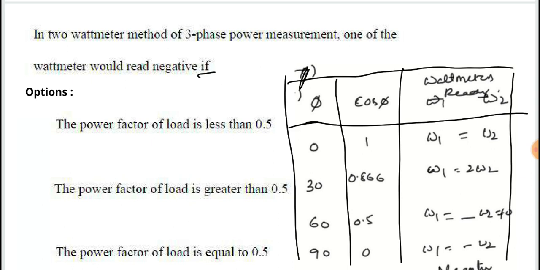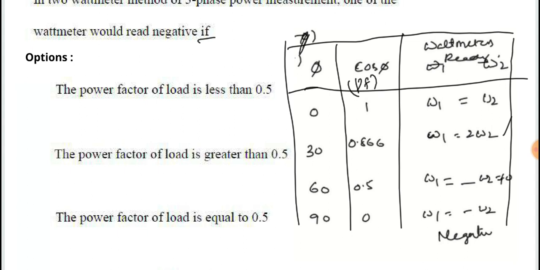Here, power factor angle 0 gives power factor 1, and the wattmeter readings are given here. When it is 0, W1 is equal to W2. That means when the phase angle is 0, it is unity power factor, and both meters will show the same reading. Next, at 30 degrees, one wattmeter will read twice the other wattmeter. At 60 degrees, the power factor is 0.5, and one wattmeter will read 0.